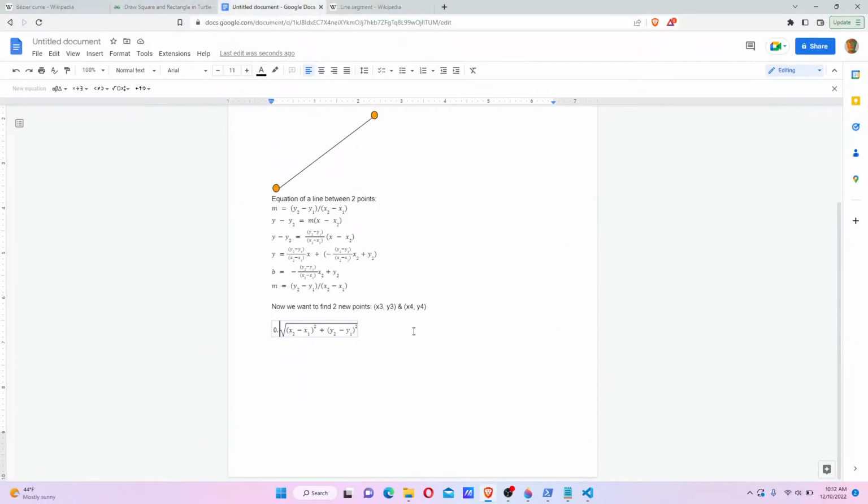Okay, so we want to find two new points. 0.15 times the initial distance is the distance between the endpoint of the initial line, the endpoint, and the edge of the bounding box.